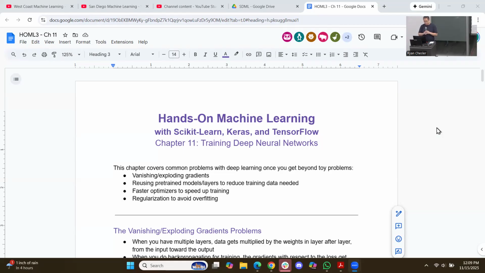So this chapter, the focus is on four problems once you get beyond toy-sized problems. We saw basic training code, and so now we're going to deal with vanishing and exploding gradients when we do backpropagation. We're going to deal with reusing a pre-trained model that somebody else trained, because you don't have as much data, or to save time. We're going to talk about better optimizers in order to get your training done faster. And pretty much every week we talk about regularization, in order to avoid overfitting.